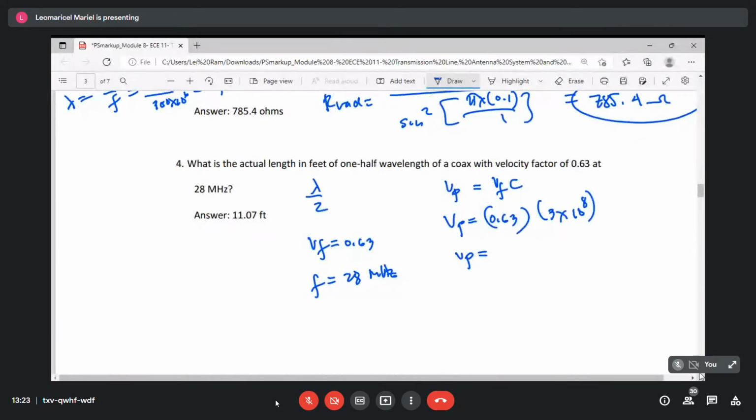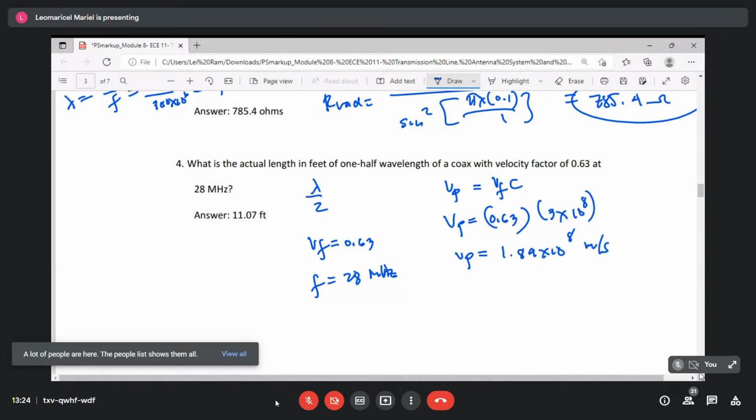Ilan? 2.4? Oh, yan ano. 1.89 times 10 to the 8. Pag ginano mo yan, 1.89 times 10 to the 8 meter per second.